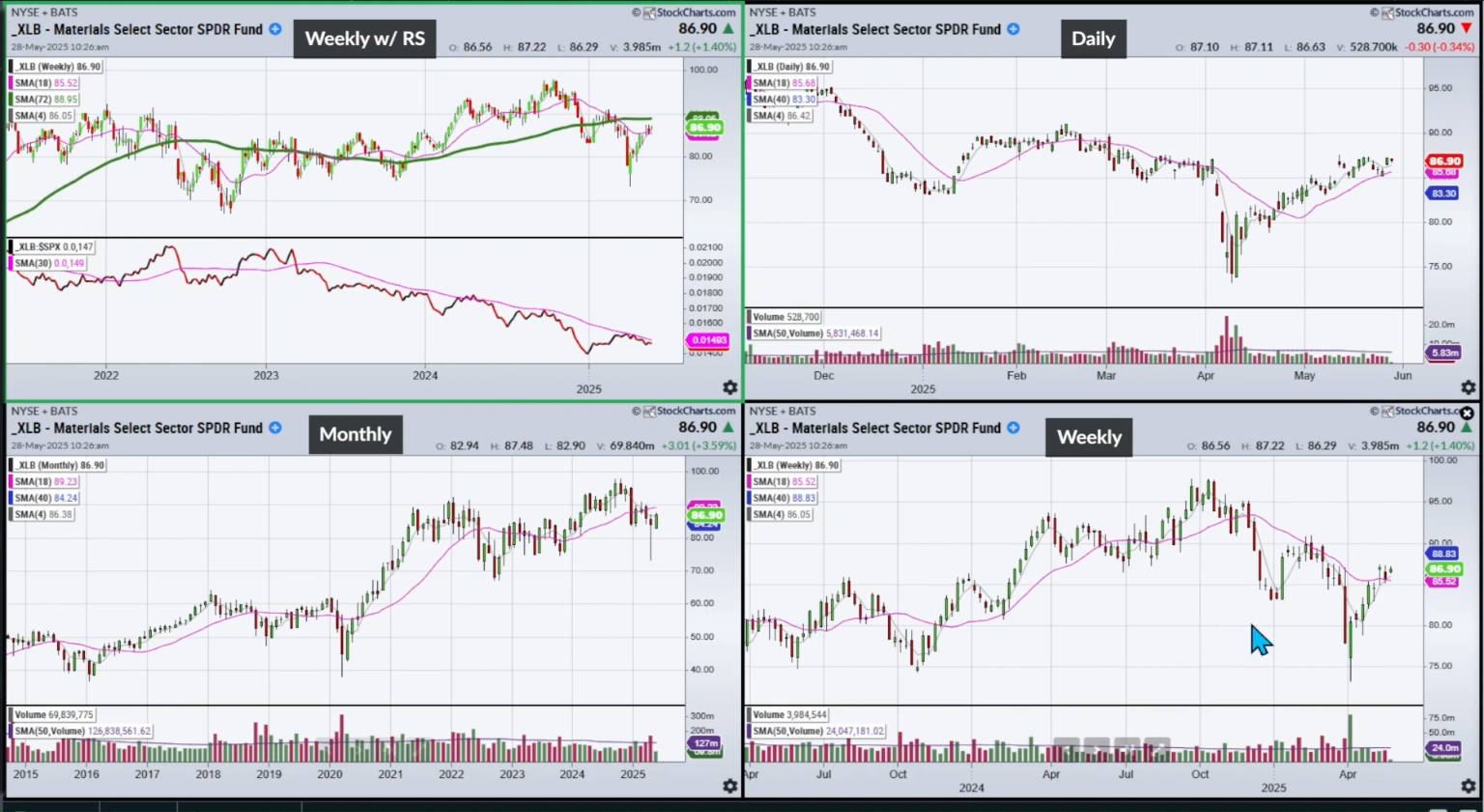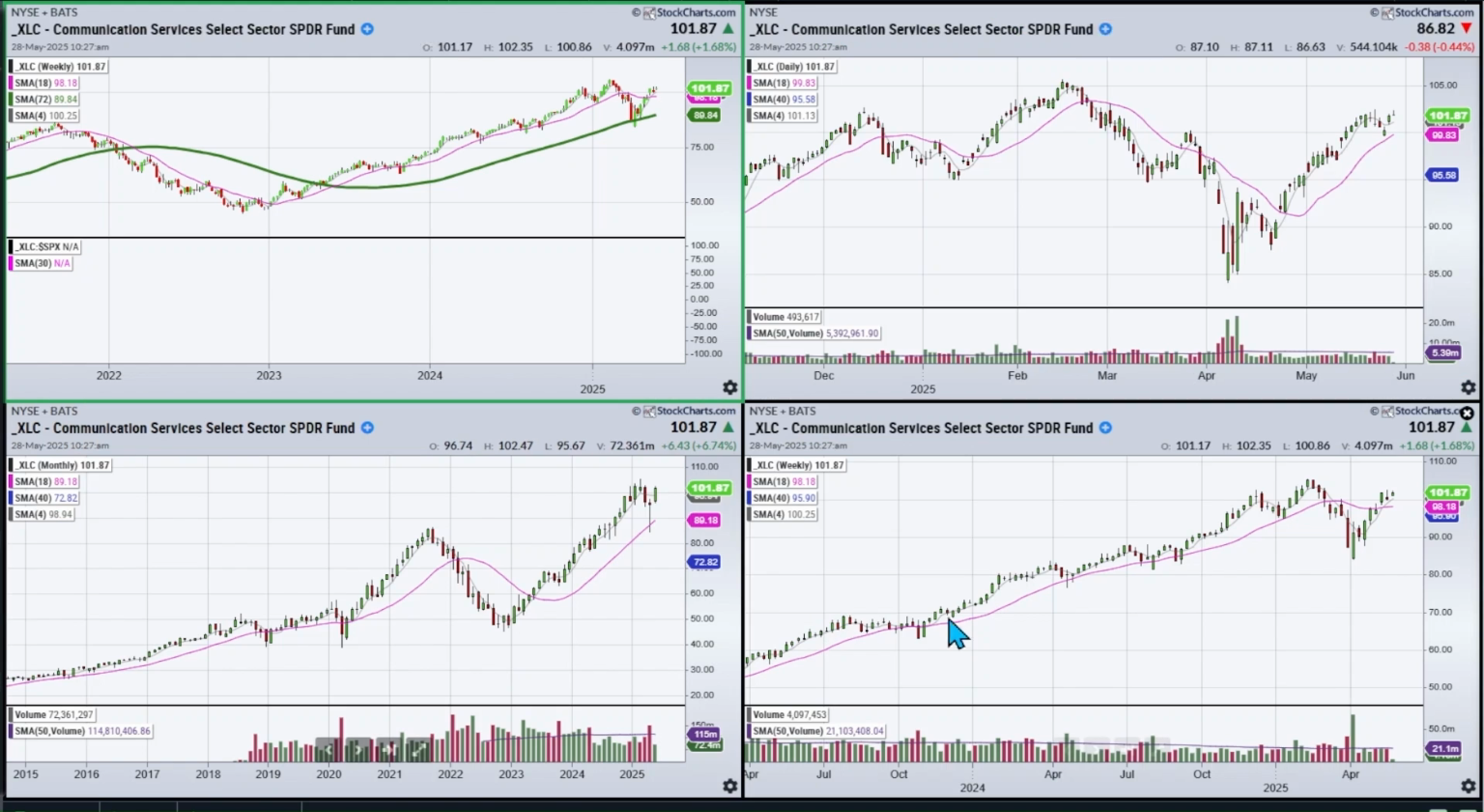So I don't really see a confluence in time frames, but if I'm looking for something, I'd probably be looking for a little bit more of a push on the weekly and then a pullback and look for a setup on the daily chart. But this is not a sector that really is showing that much strength. Now I'm going to go through some of these others.